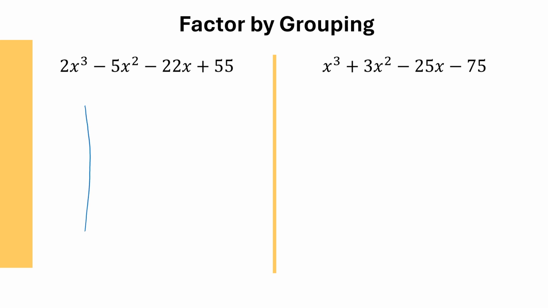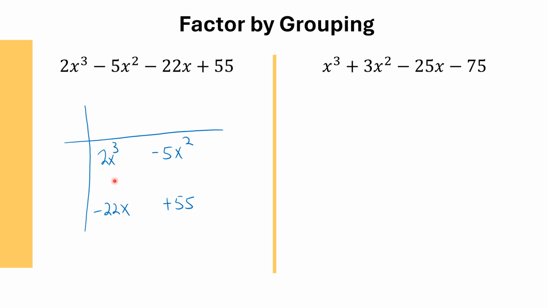the table method. So we want to know what two numbers will multiply to give me 2x to the third power, negative 5x squared, negative 22x, and then positive 55. To do that, you can just figure out a GCF for a row or a column. It doesn't matter. So I'm going to find the GCF for this column right here.